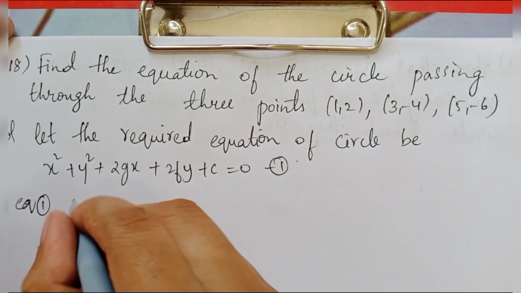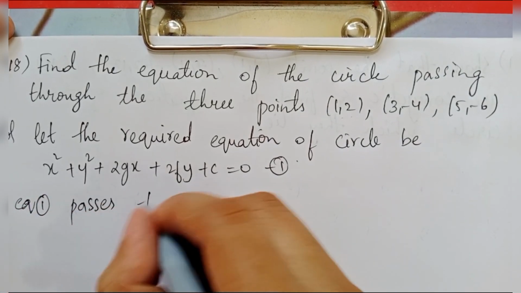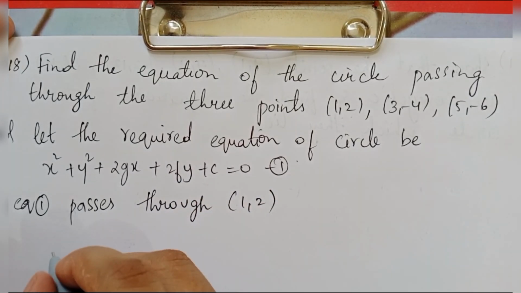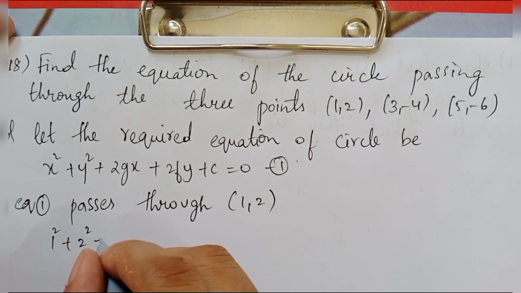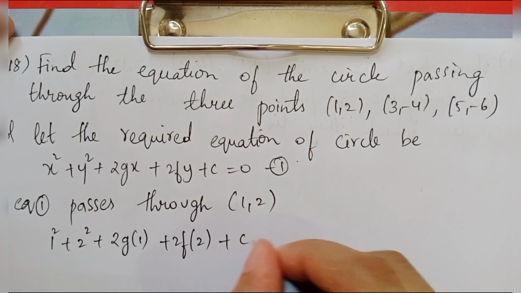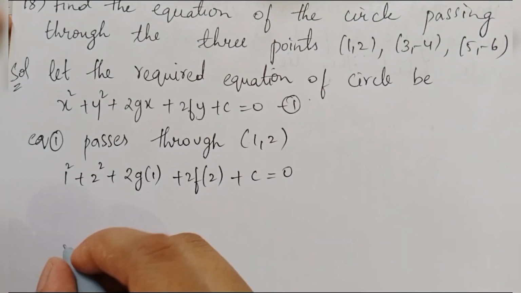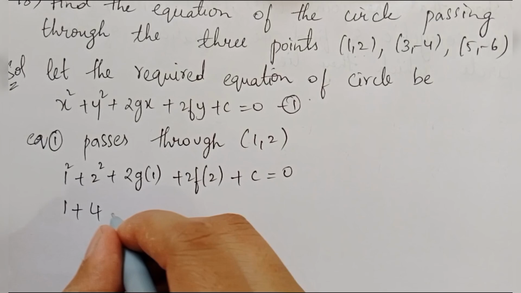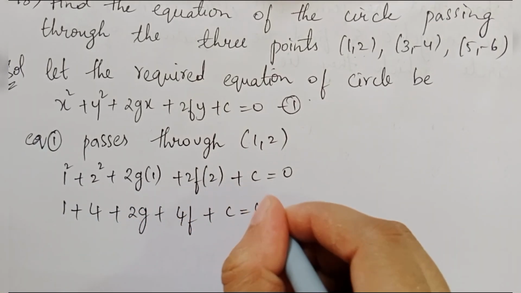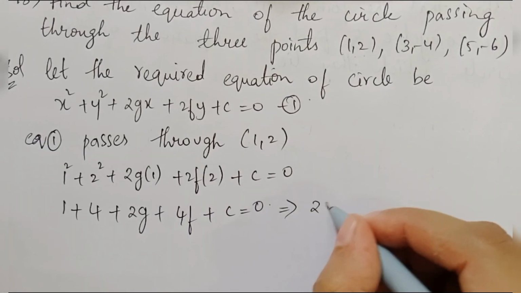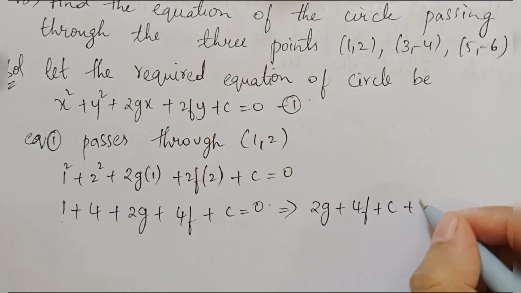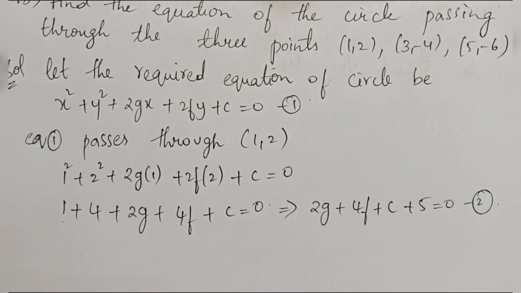So equation 1 passes through the first point, (1, 2). So we get 1² + 2² + 2g into 1 + 2f into 2 + c = 0. This can be written as 1² is 1, 2² is 4, plus 2g, plus 2 into 2 is 4f, plus c equals 0. So from here we get 2g + 4f + c + 5 = 0. Take it as equation 2.